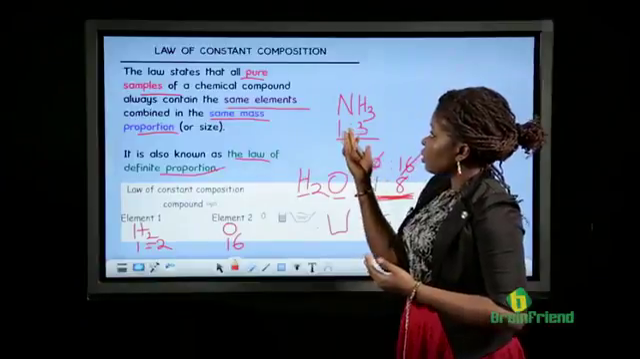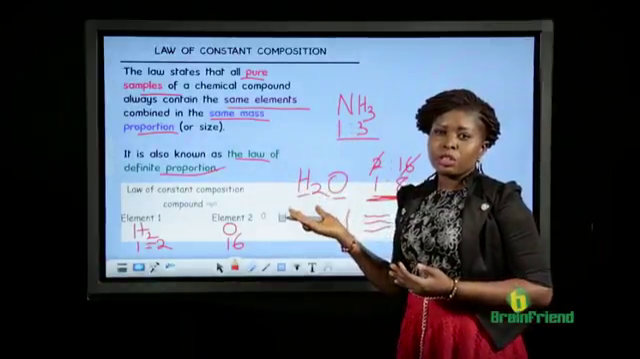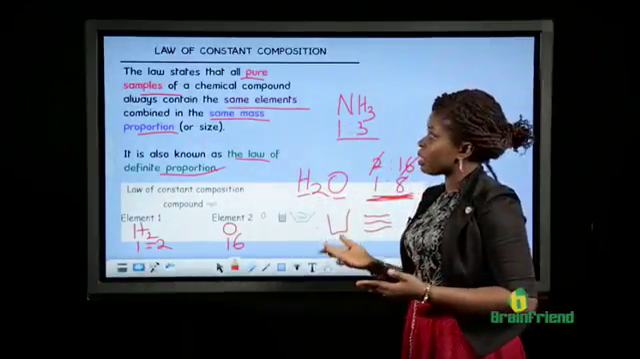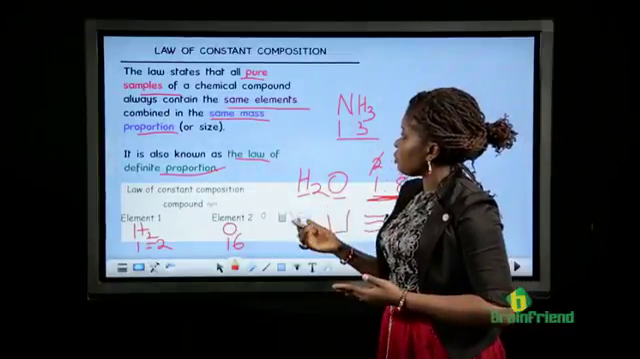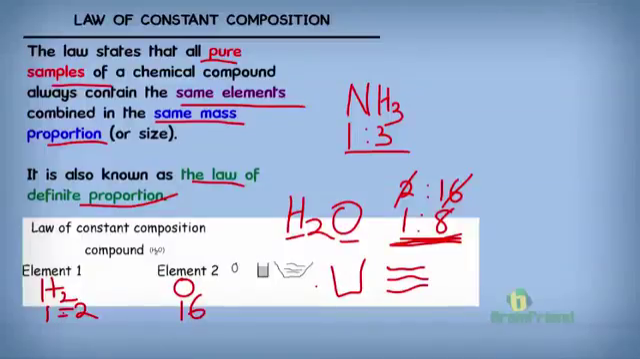So this is what this law of constant composition tries to tell us, that every pure sample of a chemical compound will contain the same elements. As you can see, for water, we'll always have hydrogen and oxygen. It will never be nitrogen or carbon with oxygen. It will always be hydrogen and oxygen. So it has the same elements combined in the same mass proportion. As you can see, they have a definite mass proportion that can never change.